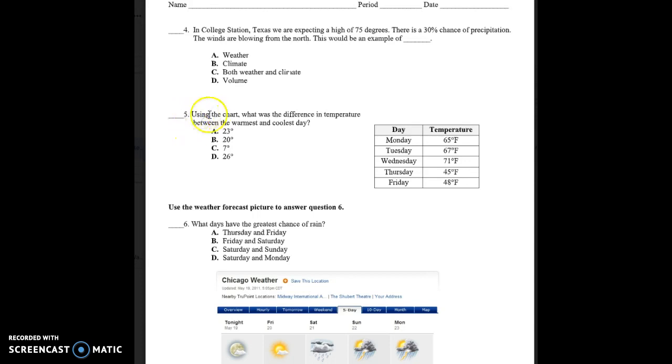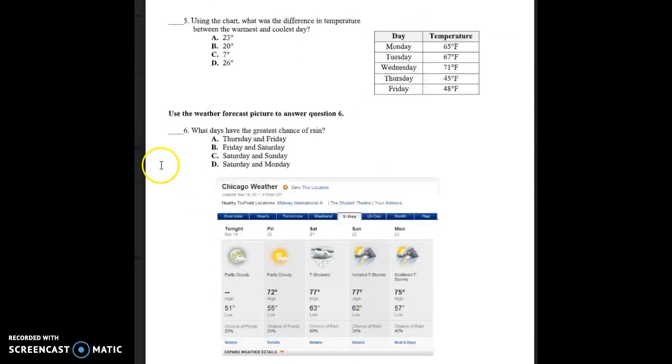Number 5. Using the chart, what was the difference in temperature between the warmest and coolest day? A. 23 degrees. B. 20 degrees. C. 7 degrees. D. 26 degrees.